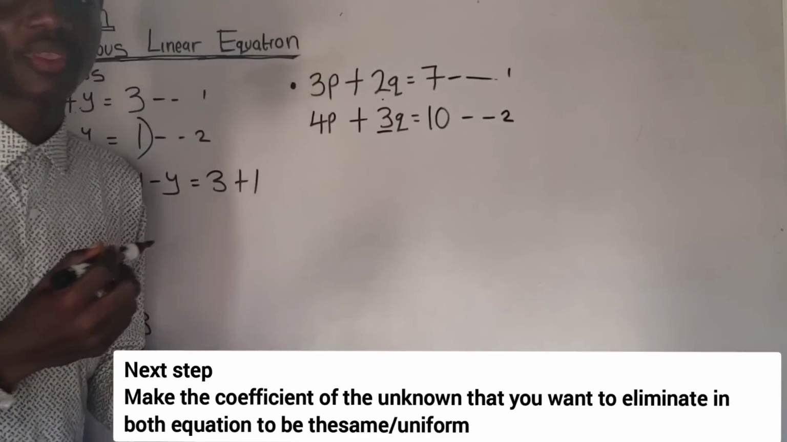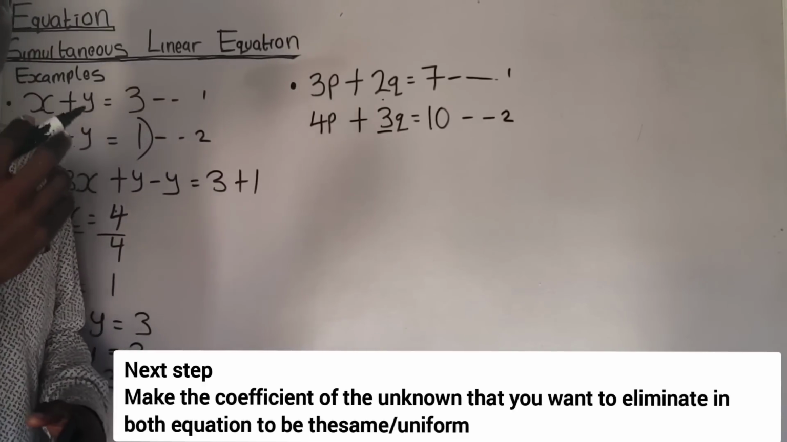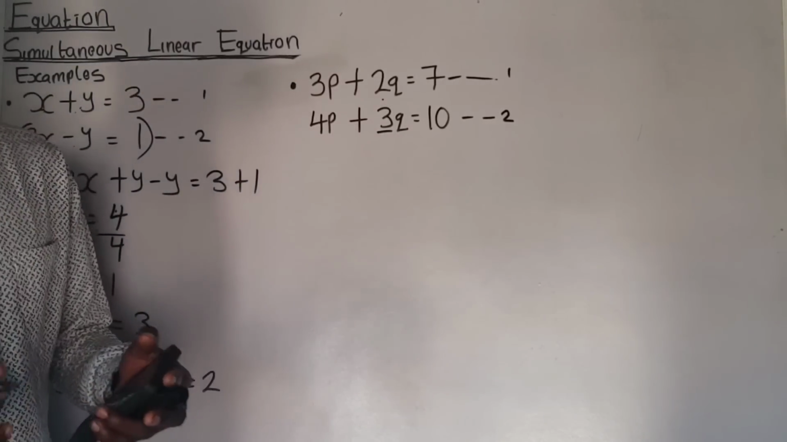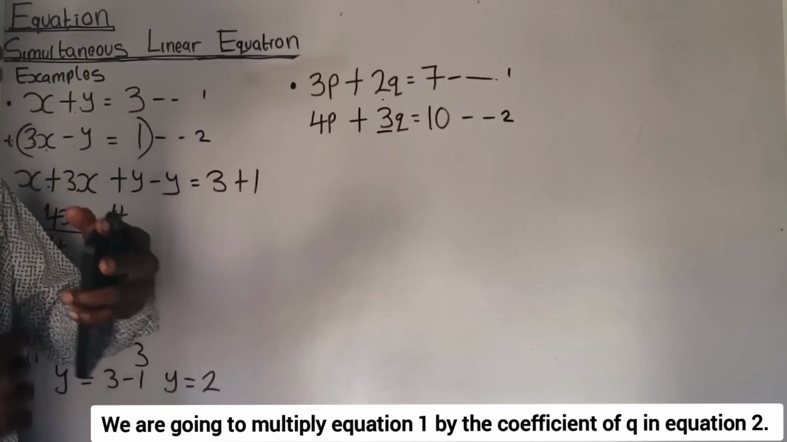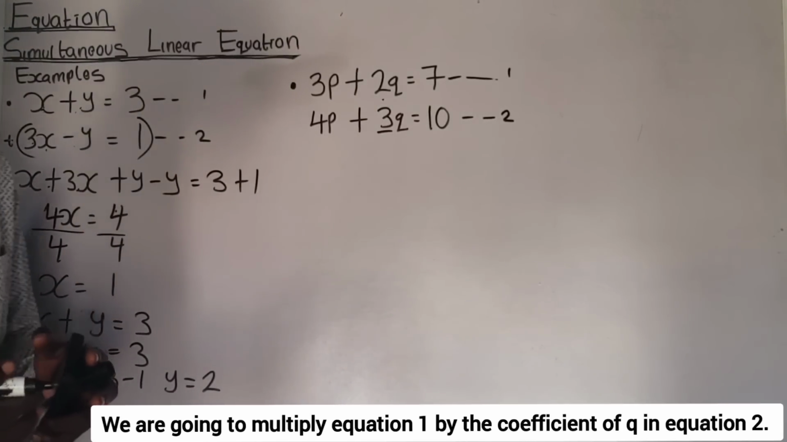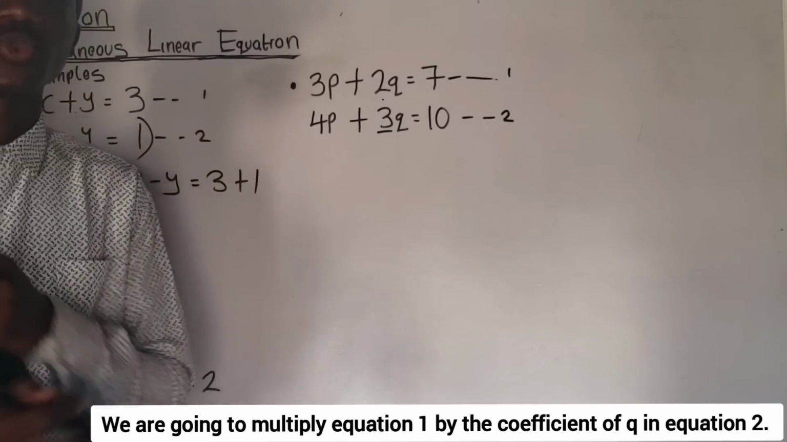2. The coefficient of q in equation 2 is what? 3. Now, I want to eliminate q. I'm going to make the coefficient of q in equation 1 and equation 2 to be the same. Now, how do I do that? I'm going to multiply the coefficient of q in equation 2 by all the equation 1. Okay? It's simple. Pay attention. The first step is to decide the unknown that you want to eliminate.